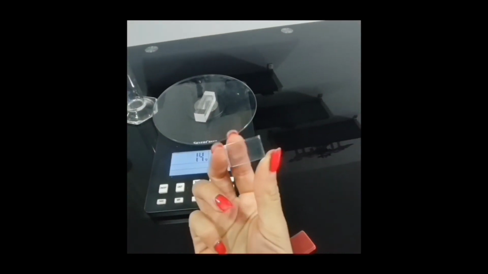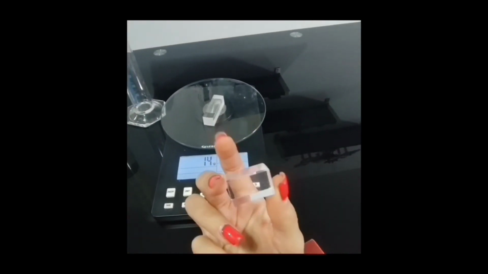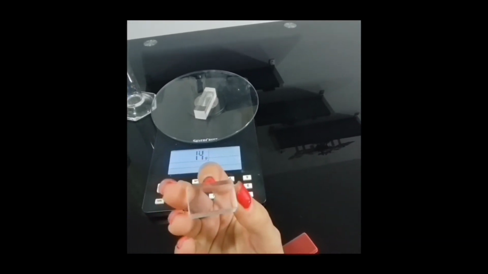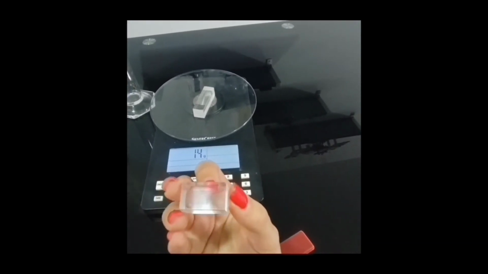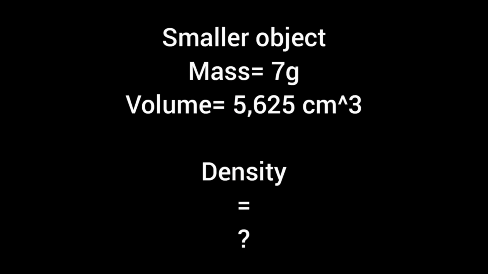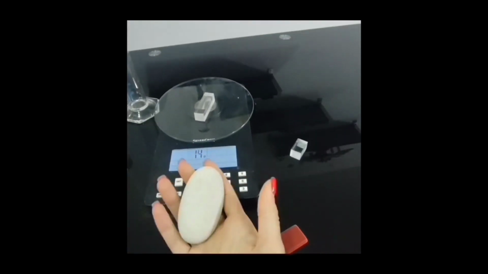So, what do you think the relation between the density of the glass object we have just calculated and that of a smaller one will be? The smaller object's mass is 7 grams and its volume is 5.625 cubic centimeters. So, what is its density? As you correctly calculated, the two glass objects have the same density.